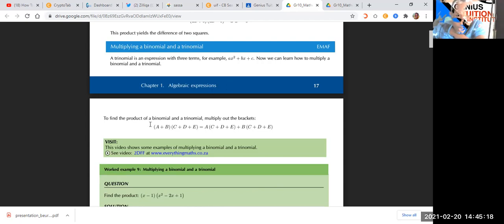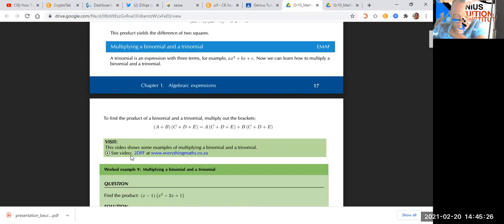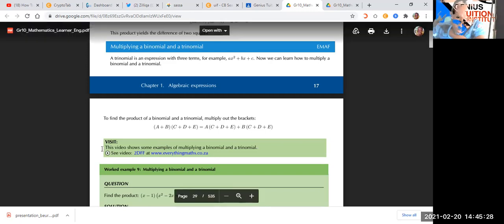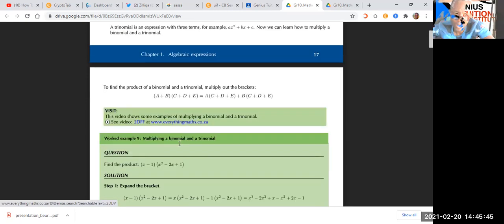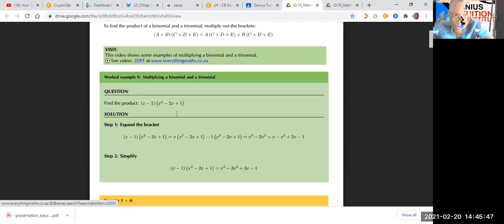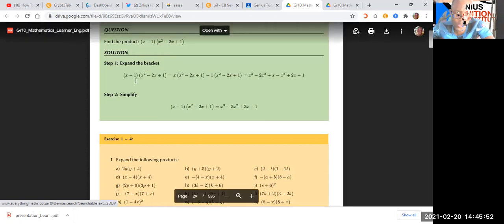Now, to find the products of a binomial and a trinomial, you multiply this by that, by that, by that. You will check that. Here is a video. It says visit, this video shows what we need to read. Now you are going to click here, just like in the first video, and thereafter you will get the whole lesson. And then here is the solution to this one.